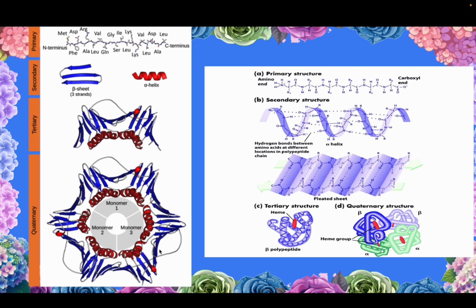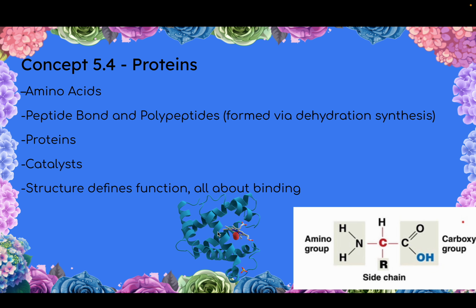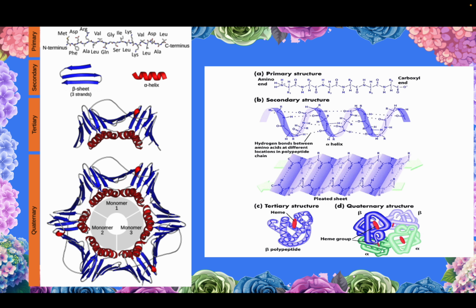But basically, the reason I was saying that a lot of proteins don't actually have a quaternary structure is because a lot of proteins aren't made of multiple monomers. Most proteins just end up with this as the final stage. For example, this protein here, that's just it. That's the final stage. Those are the four stages of protein structure.